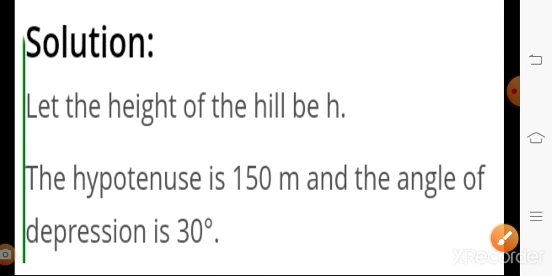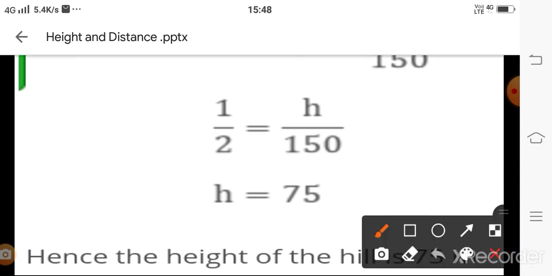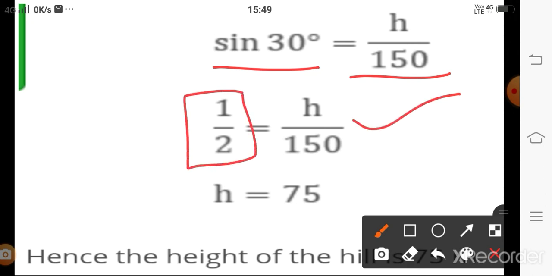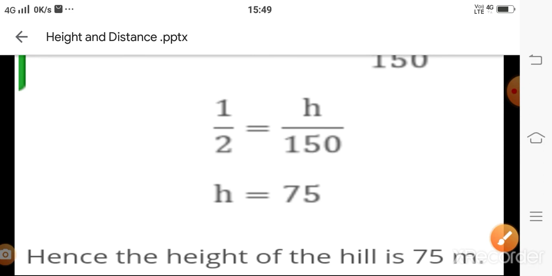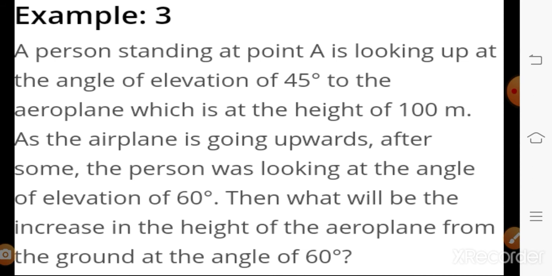This statement you have to write, it is from the question you have to make. Then in the right triangle, if you are using the concept of sine 30 degree, then sine theta is perpendicular upon hypotenuse, h upon 150, and the value of sine 30 we know is 1 upon 2. 1 upon 2 is equal to h upon 150. And on solving, we are getting the height of the hill as 75 meter. And at last you also have to write the statement, hence the height of the hill is 75 meter. For writing this last statement, you get half marks in the examination.